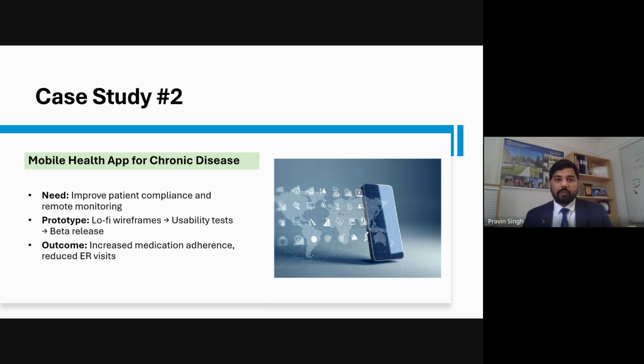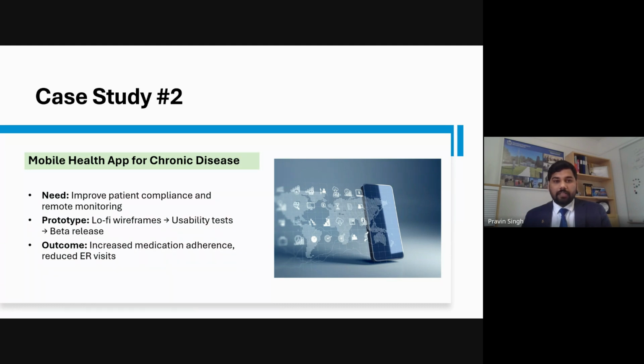the low fidelity prototyping. As I already mentioned, the steps. The team started with wireframes, basically a basic sketch of the application interface to map out key features like symptom tracking, medication reminders and virtual consultation. Then we go for the second step, that is usability testing. Early user feedback revealed that patients found it difficult to navigate multiple menus. So based on this, the design was simplified before coding began.